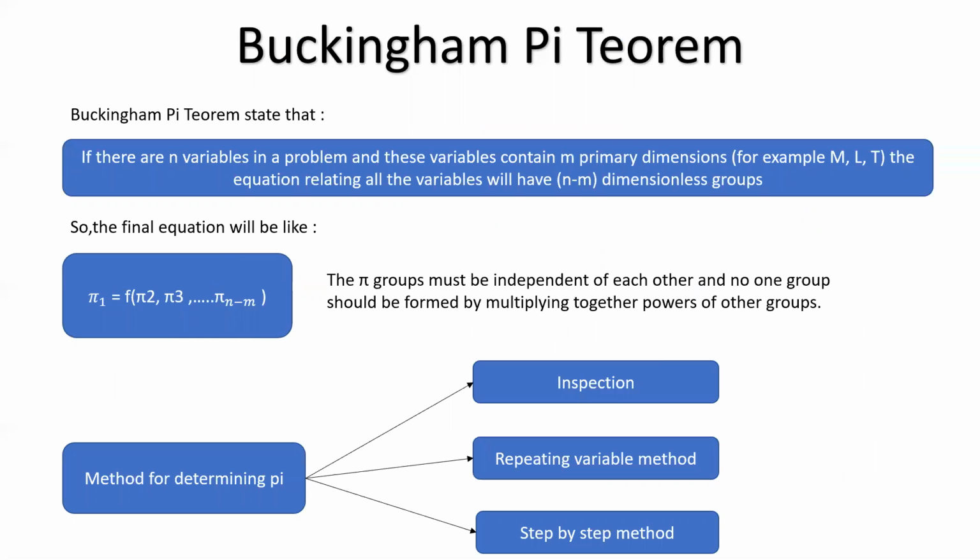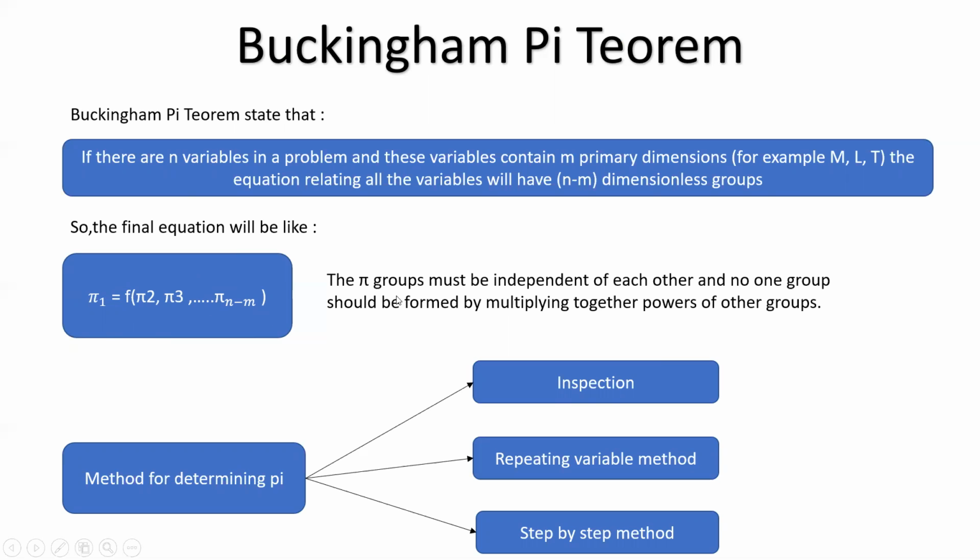Next, we are going to go to the Buckingham Pi theorem. The Buckingham Pi theorem states that if there are n variables in a problem and these variables contain m primary dimensions, for example M, L, T, which is for mass, length, and time, the equation relating all the variables will have n minus m dimensionless groups. So the final equation will be like Pi 1 equals f of Pi 2, Pi 3, and the others up to Pi n minus m.